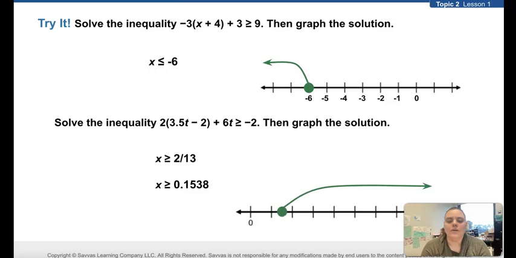For the second one, when we end up solving this, we get x is greater than or equal to 2 over 13, which as a decimal is about 0.1538. Here you can see my number line goes from 0 to 1. So I know that this is 0, this is 0.1, this is 0.2. 0.15 is going to be about halfway between those. It's a closed-in circle because I have the or equal to, and then it's going to be an arrow to the right for greater than.